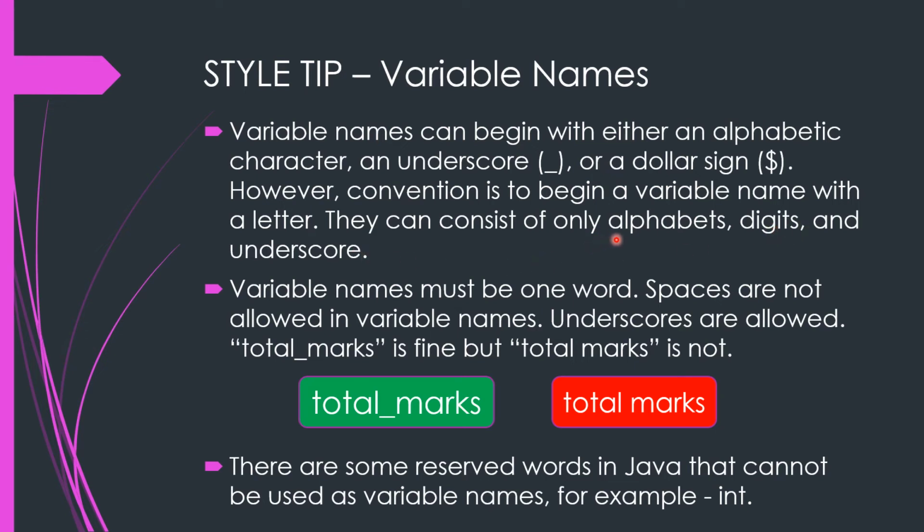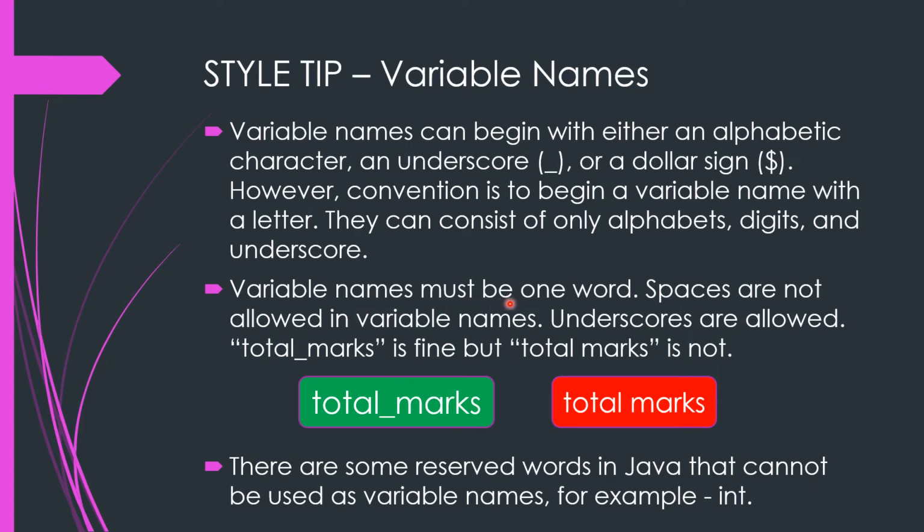Means there can be A to Z, 1 2 3, all these simple numbers, and underscore. You cannot use any full stop or anything like that. You can only use these three things to define your variable name.